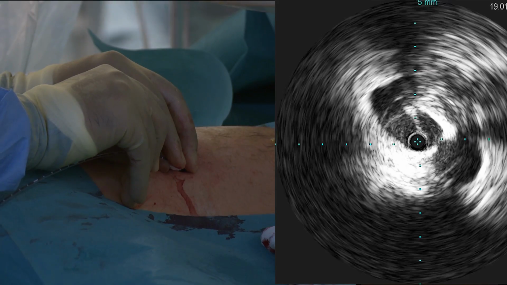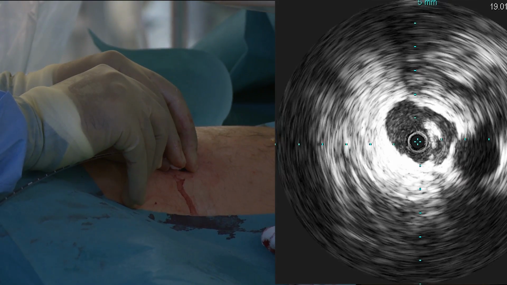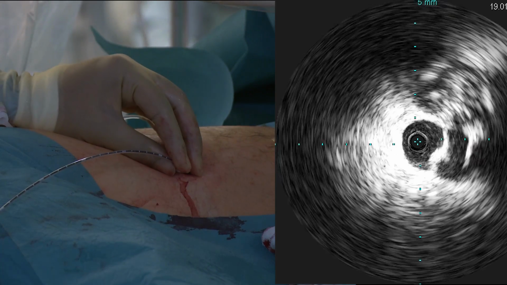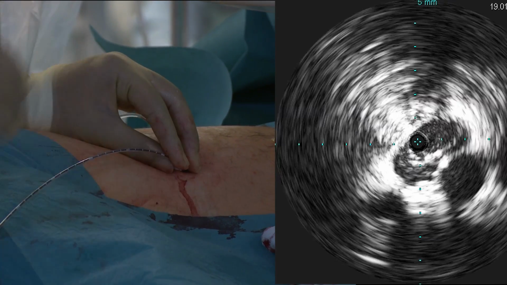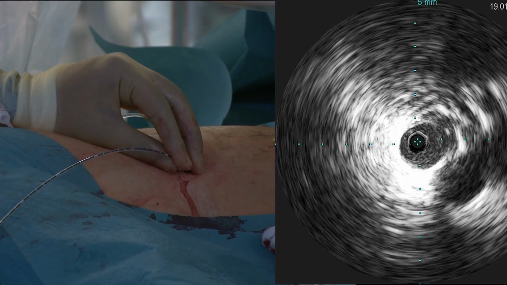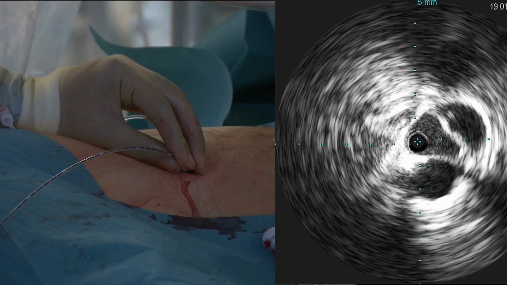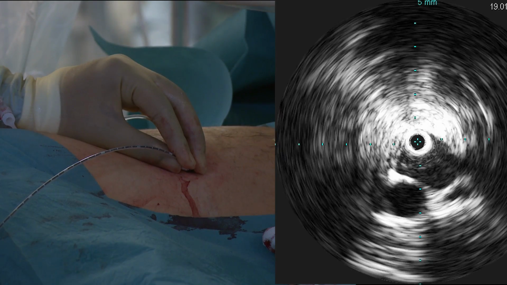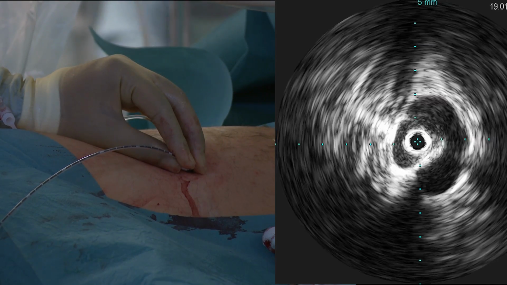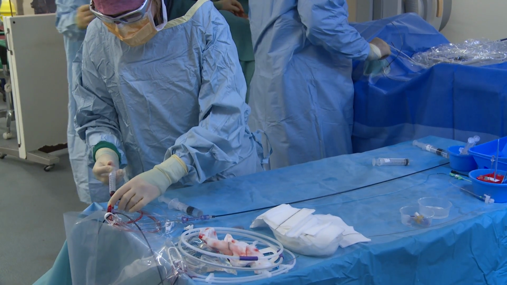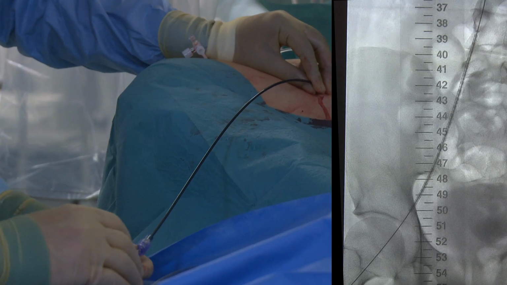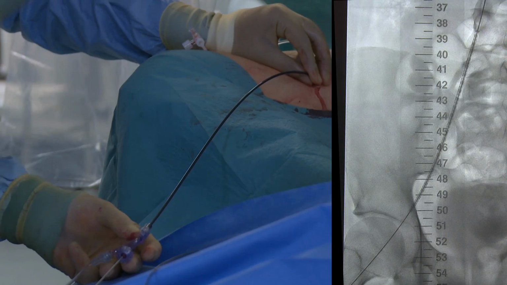This case will require 3 stents to adequately cover the lesion. Other patients may require more or fewer stents to adequately cover their lesions. A 120 mm length stent was chosen for the first stent. The stent system is prepared, flushed with heparinized saline and inserted through the 9 French sheath.